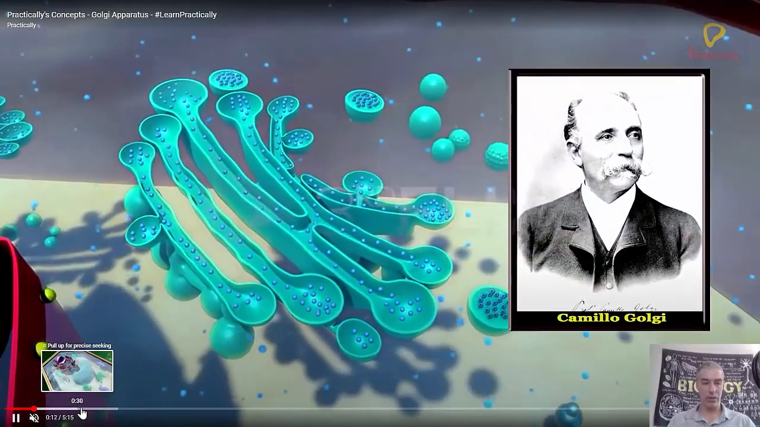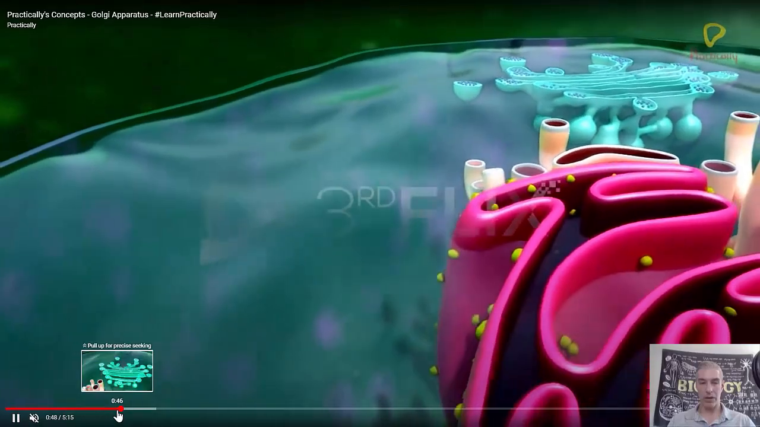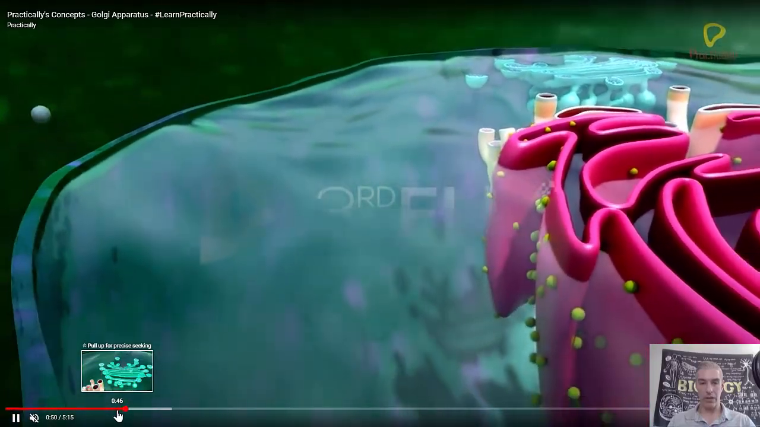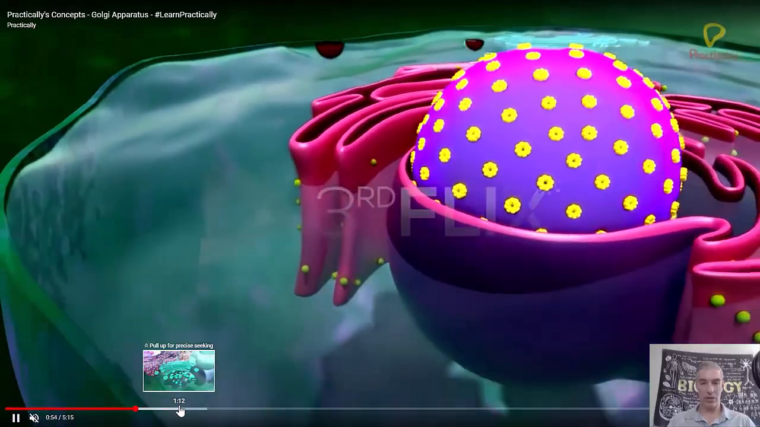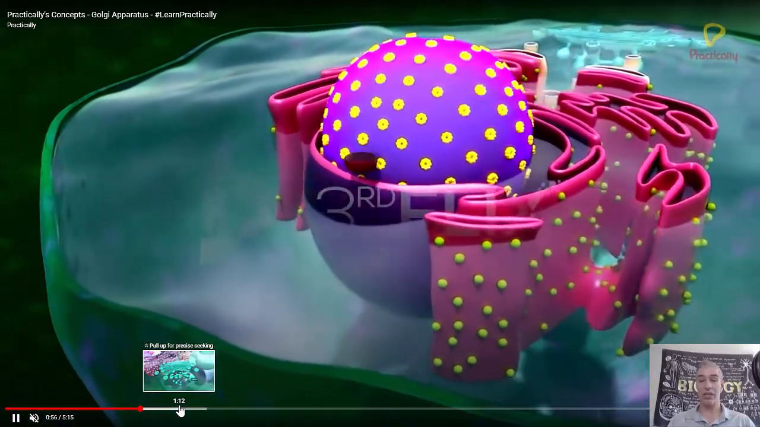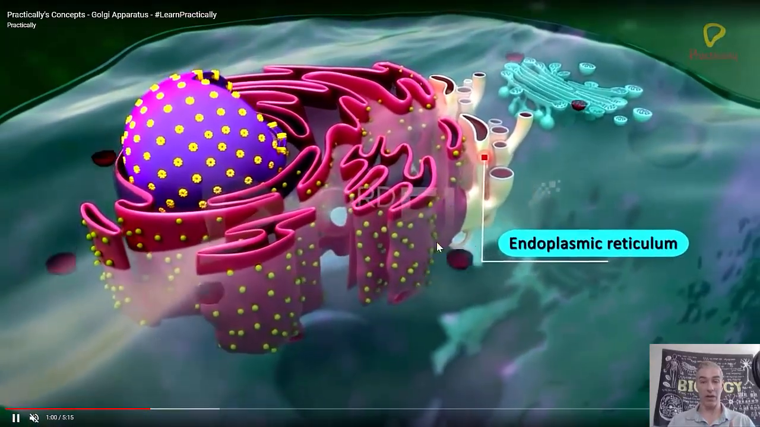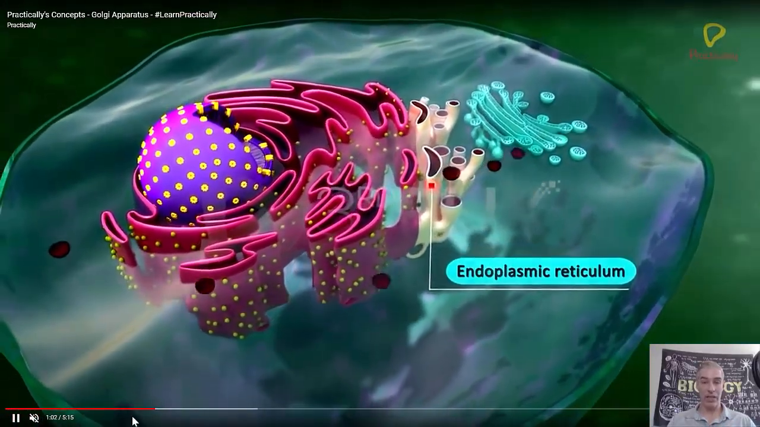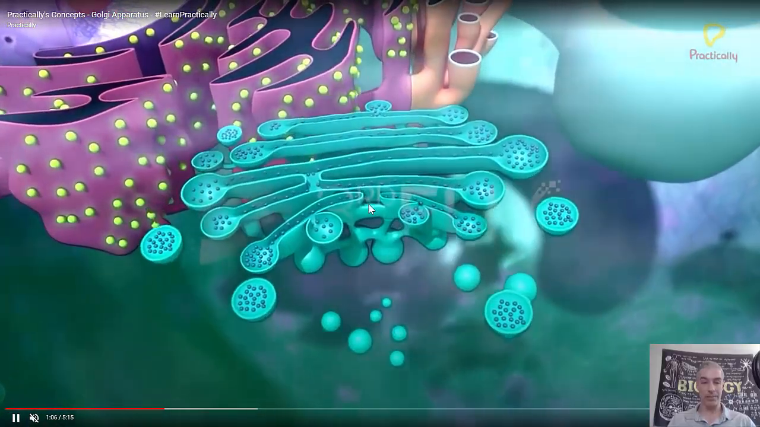Let's see. I'm going to try to find the part that I want you to see here. Okay, there's the plasma membrane, there's the nucleus, the rough ER. And you can tell it's rough because of the ribosomes on it, that's why it's called rough. You also have the smooth ER as well. And you can see those are the vesicles leaving, and then they enter the Golgi.